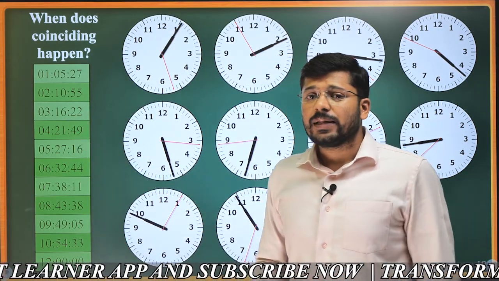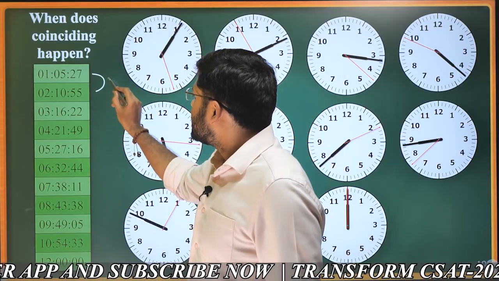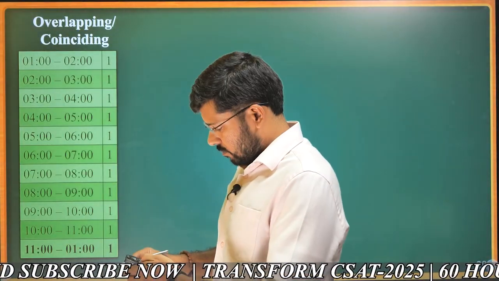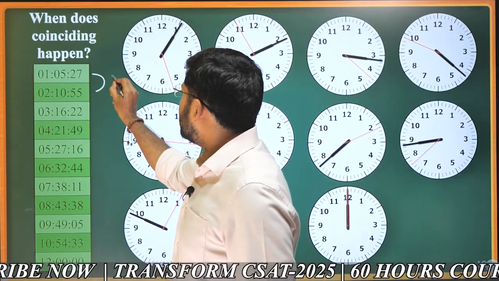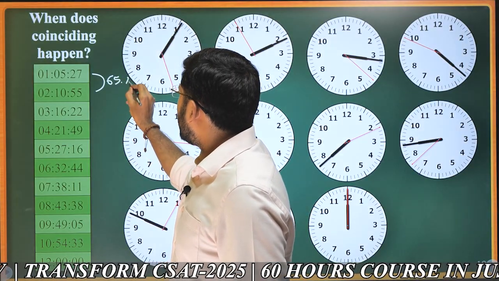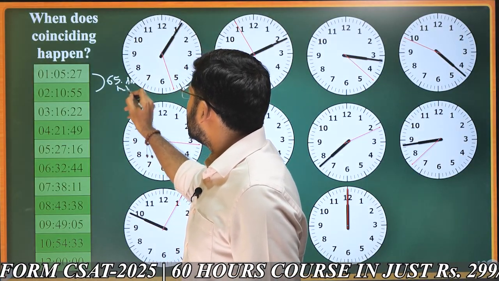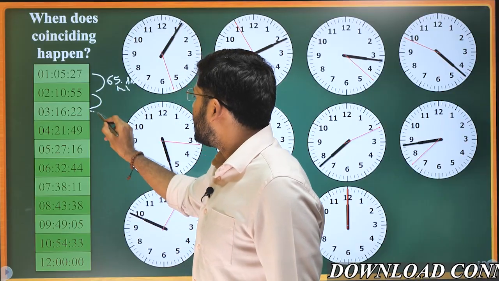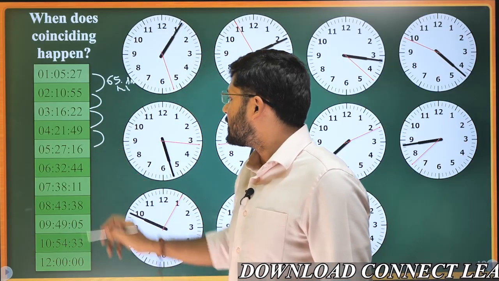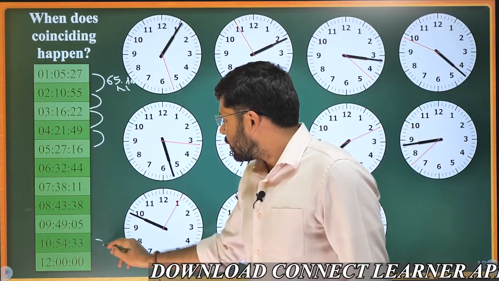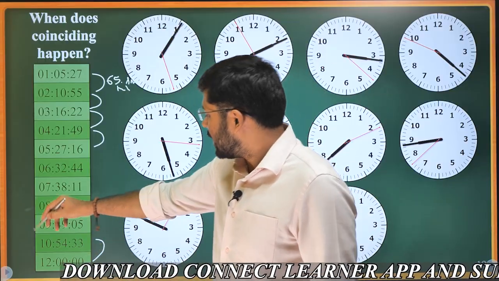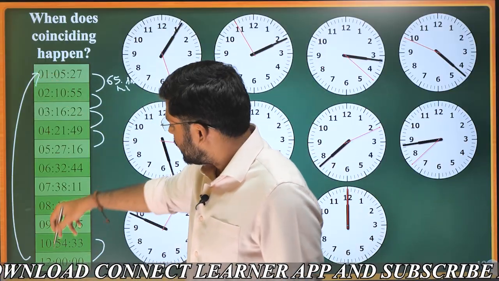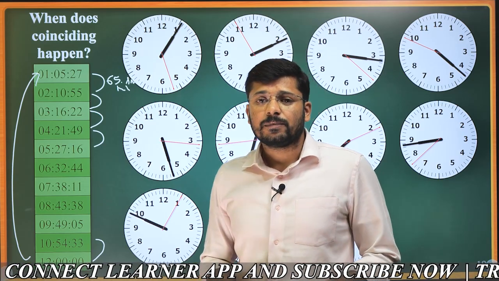When the time is 4:21, they coincide. The difference between these timings is 65 point something minutes. Here also the difference is 65 something minutes. Here also it is 65 minutes. That way, from here to here it is 65 minutes. And again after 12, again 1, there is also a difference of 65 something minutes.